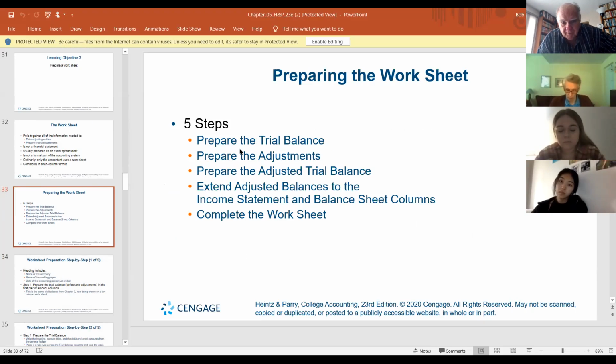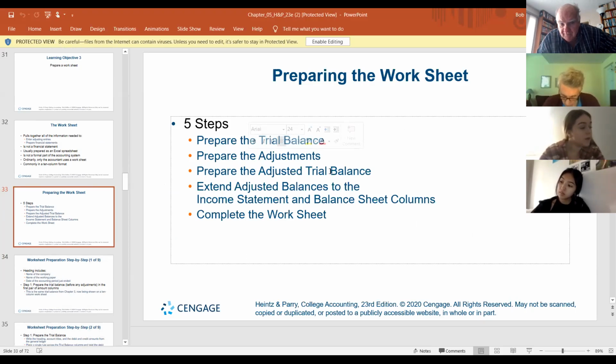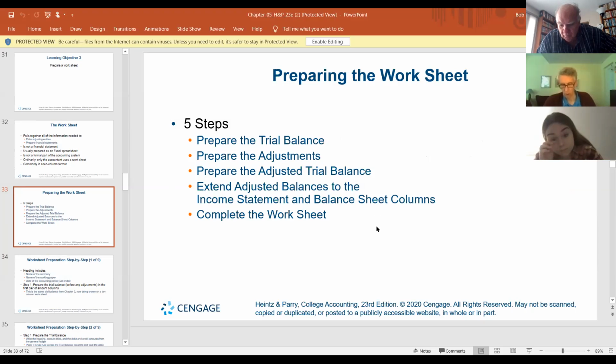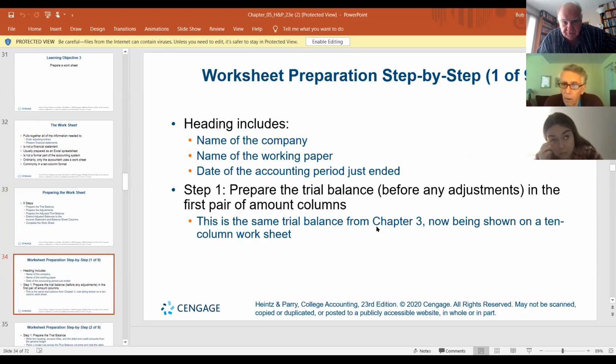Five steps. Prepare the trial balance. Prepare the adjustments. Now we have an adjusted trial balance, and you know, you're the boss, Natalie, you look it over and you say, okay, everybody prepare the financial statements. So now you're ready to do just that using this worksheet. And the header is the name of the company, etc. This worksheet is not a financial statement. No one is ever going to see it except you in the accounting department. But it's the basis of preparing the statements.